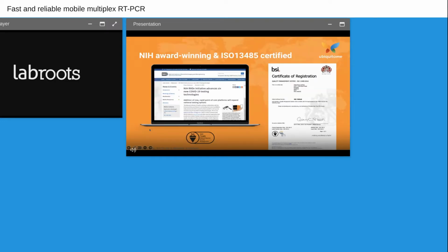So just to reiterate the points mentioned earlier, the Ubiquitome Liberty-16 device is ISO 13485 certified, and we are also one of the select winners of the prestigious NIH award.